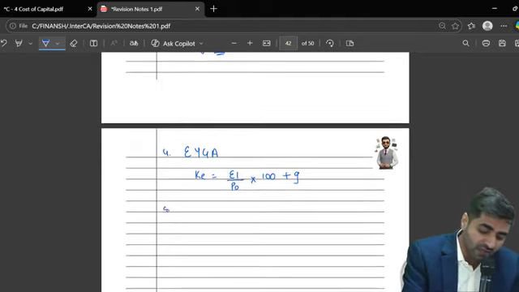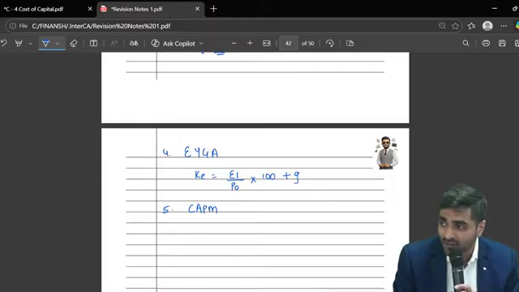Also at the same time, we can also calculate KE using your capital asset pricing model. Have you heard about the CAPM approach, capital asset pricing model?